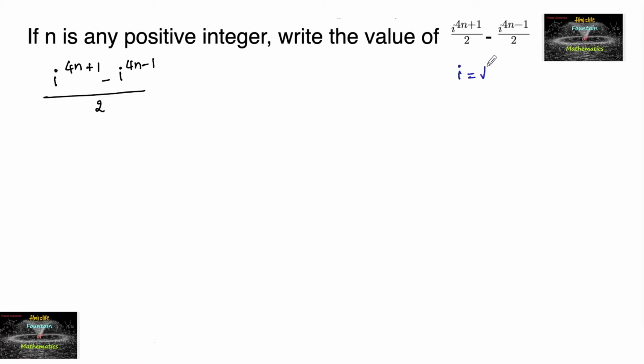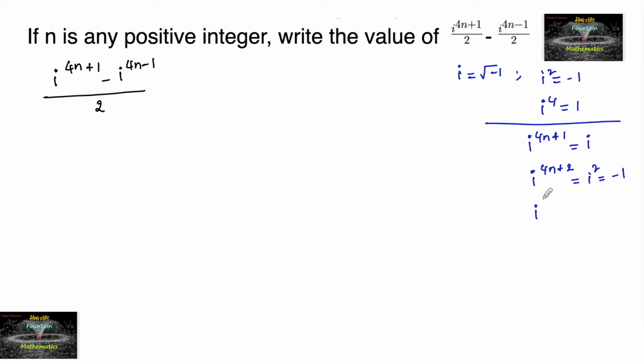For i equal to root of minus 1, we have i square is equal to minus 1 and i power 4 is equal to 1. Also for i to the power of 4n plus 1, consider the power of i when you divide by 4. If it leaves the remainder 1, we can write it as i. And i to the power of 4n plus 2 leaves the remainder 2, so it is the same as i square, which is equal to minus 1. When it leaves the remainder 3, that is i to the power of 4n plus 3, we have i to the power of 3, which is minus i. And when it leaves no remainder, that is 4n, we have 1.